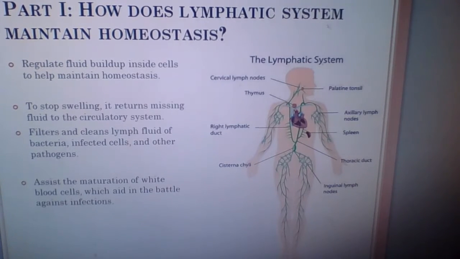How does the lymphatic system maintain homeostasis? The lymphatic system contributes to homeostasis in a variety of ways. To stop swelling, it returns missing fluid to the circulatory system, and filters and cleans lymph fluid of bacteria, infected cells, and other pathogens.